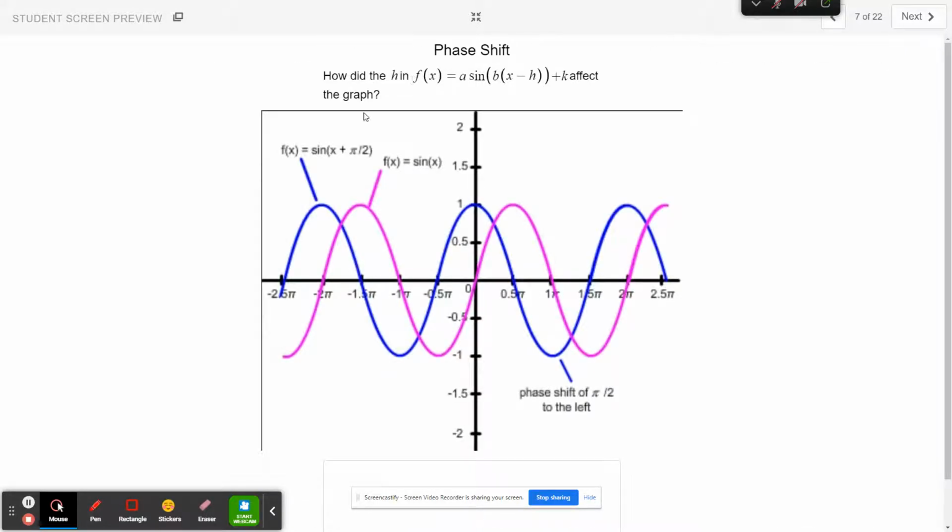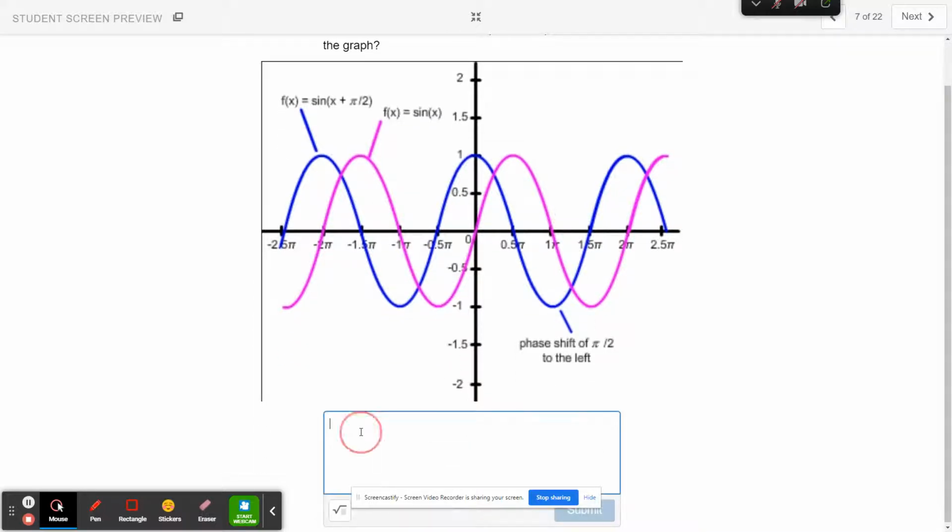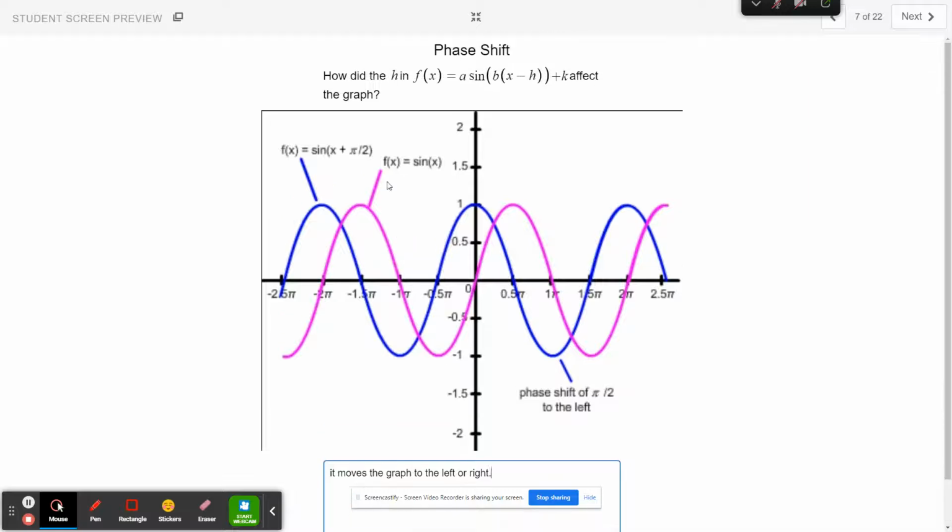So how did H affect the graph? H affects the graph by moving the graph to the left or right. We go into more detail about how pi halves to the left is the same as 3 pi halves to the right. If you move it over the whole period size, then it just looks like the same graph to begin with. So there's a lot of cool stuff going on here with the H.